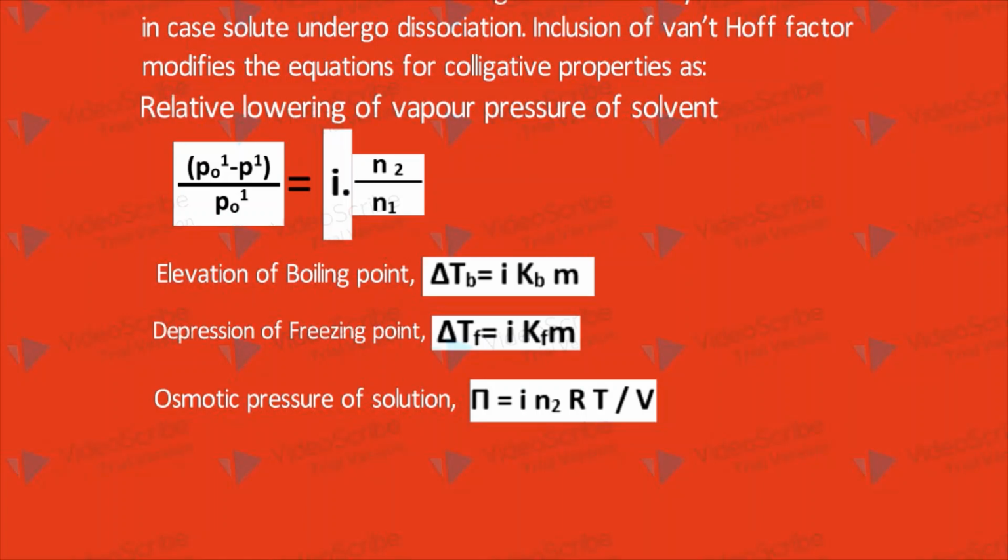Elevation of boiling point, del Tb equals i Kb m. Depression of freezing point, del Tf equals i Kf m. Osmotic pressure of solution, pi equals i n2 RT by V.